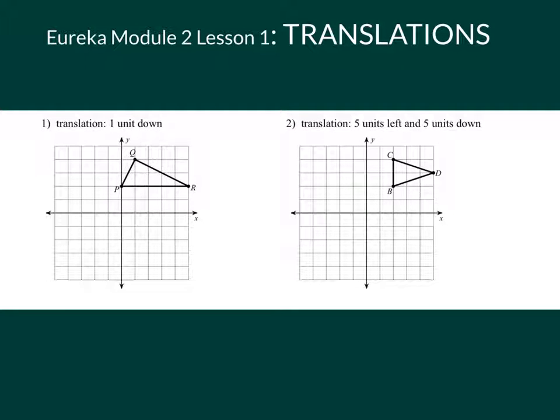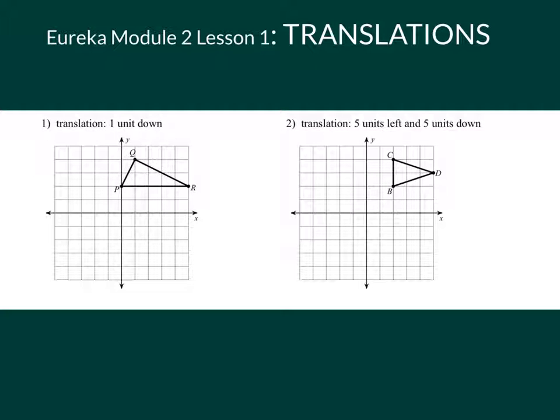Hey 8th grade, this is Ms. Harkness. This video is for an introduction to Eureka Module 2, specifically looking at translations. In this video, I'm going to show you how to translate a figure by counting on a coordinate plane, but then also by applying a rule and getting the ordered pairs without needing a coordinate plane at all.